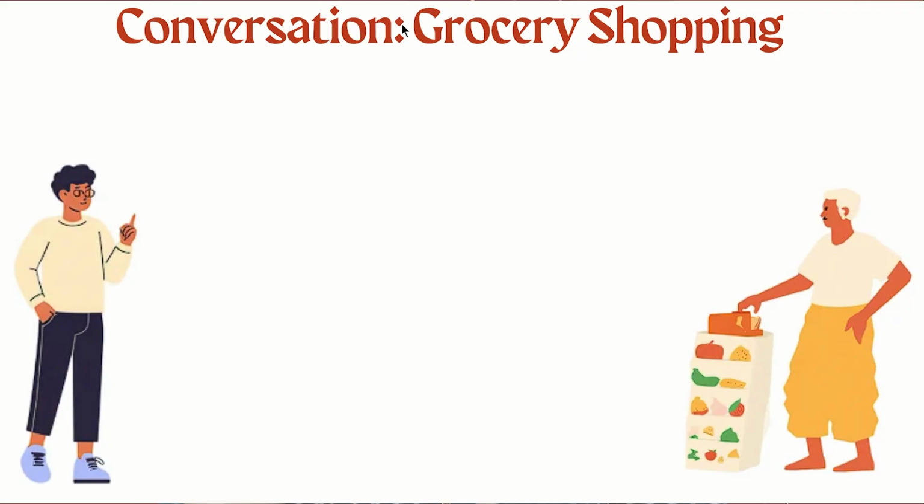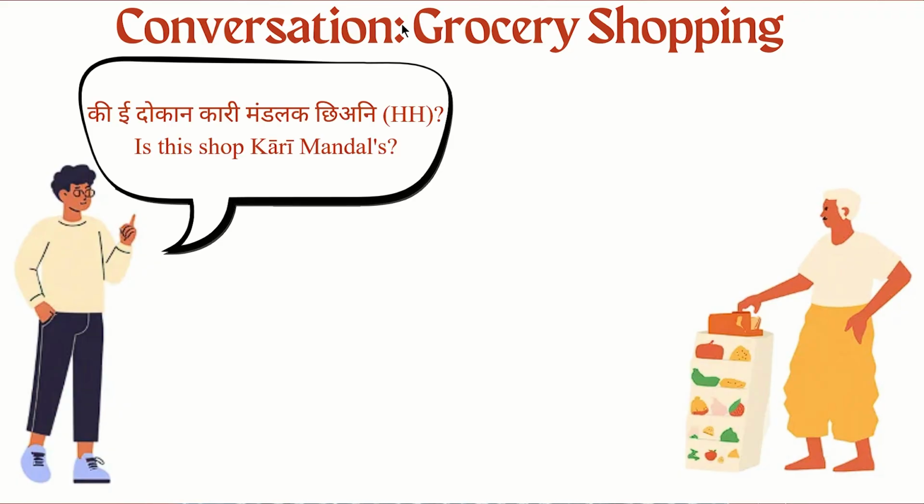Okay, so let's try to understand this system through this conversation. Okay, so there's a young boy who comes to a shop and says, "Ki I dokan Kari Mandalak chhain?" Is this shop Kari Mandal's?